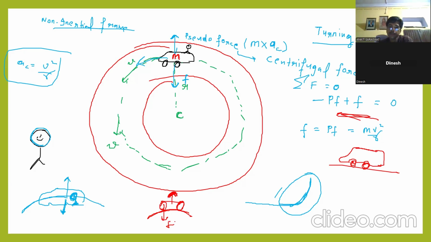Then friction will not act in the opposite of the motion, sir? Friction will not act in this direction, sir. Friction always opposes. My question is, when a car is taking a circular turn, the car should not skid outside. If it is skidding outside, then friction will stop it.